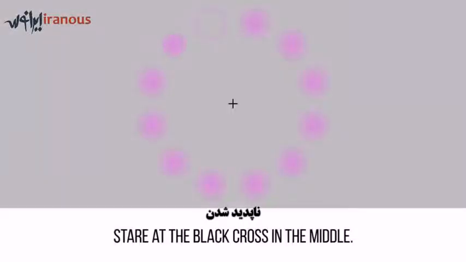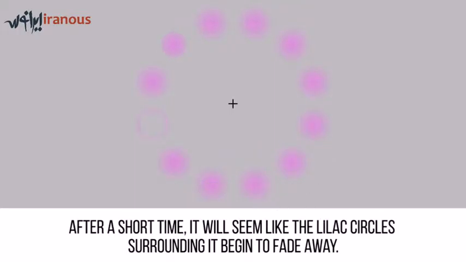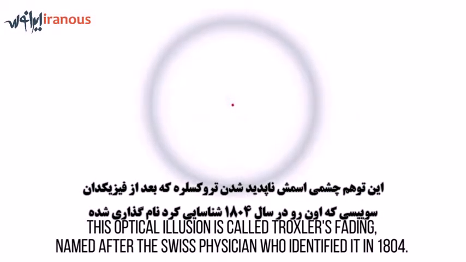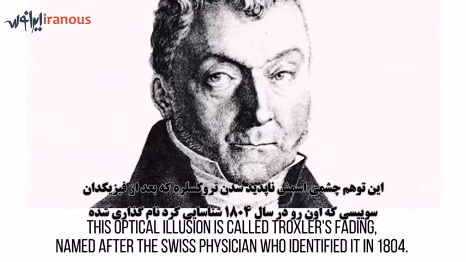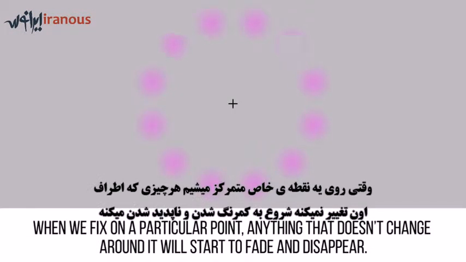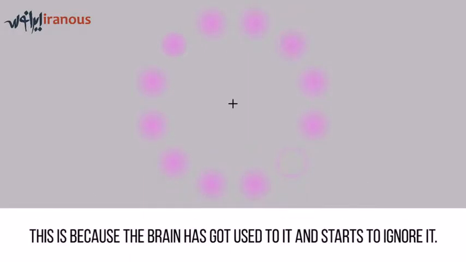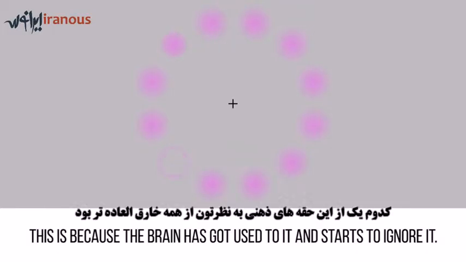Fade away. Stare at the black cross in the middle. After a short time, it will seem like the lilac circles surrounding it begin to fade away. This optical illusion is called Troxler's fading, named after the Swiss physician who identified it in 1804. When we fix on a particular point, anything that doesn't change around it will start to fade and disappear. This is because the brain has got used to it and starts to ignore it.